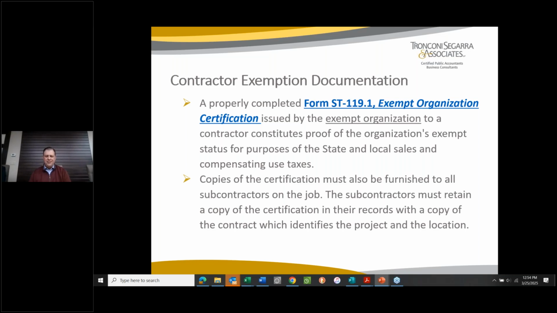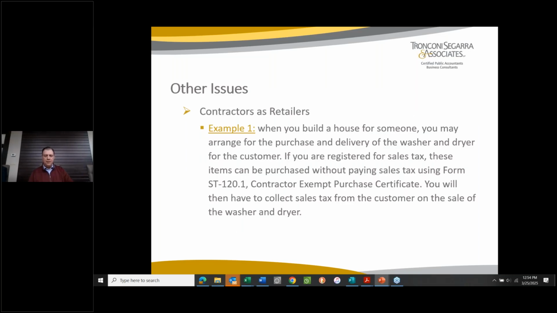And then I think there's DTF 801, which is the form you would get if it's work being performed on a qualified reservation. So that's the documentation you would want to get in these cases. And then just a couple other interesting things here.